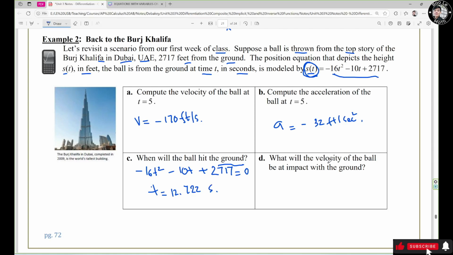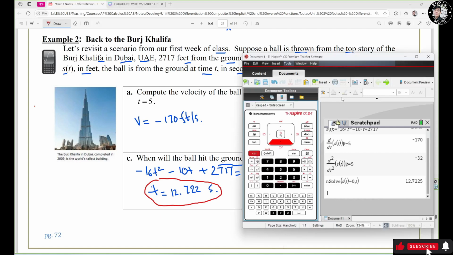Now question D. What will the velocity of the ball be at impact with the ground? After you solve for t equals 12.722, you substitute this into the velocity function. Alright, so I'm going to bring up the calculator right here. The velocity function is right here.